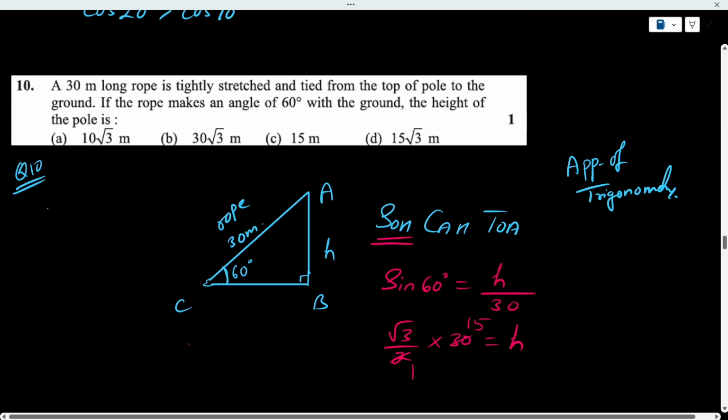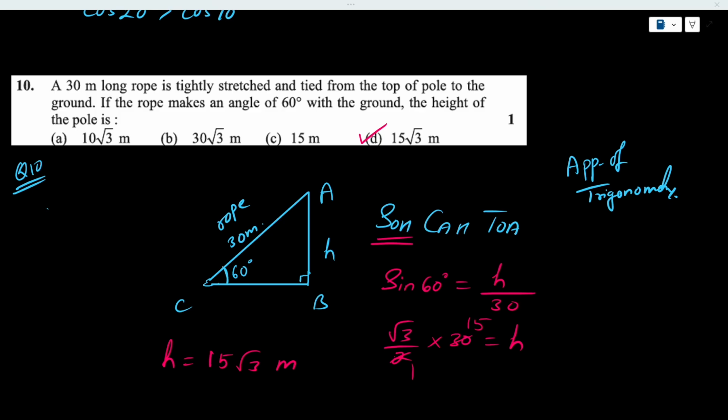Sometimes they give you the root 3 value for the subjective question, but you have to see the MCQ. It's given in root form, so 15 root 3 meter. That means for the 10th question, option D is the right option.